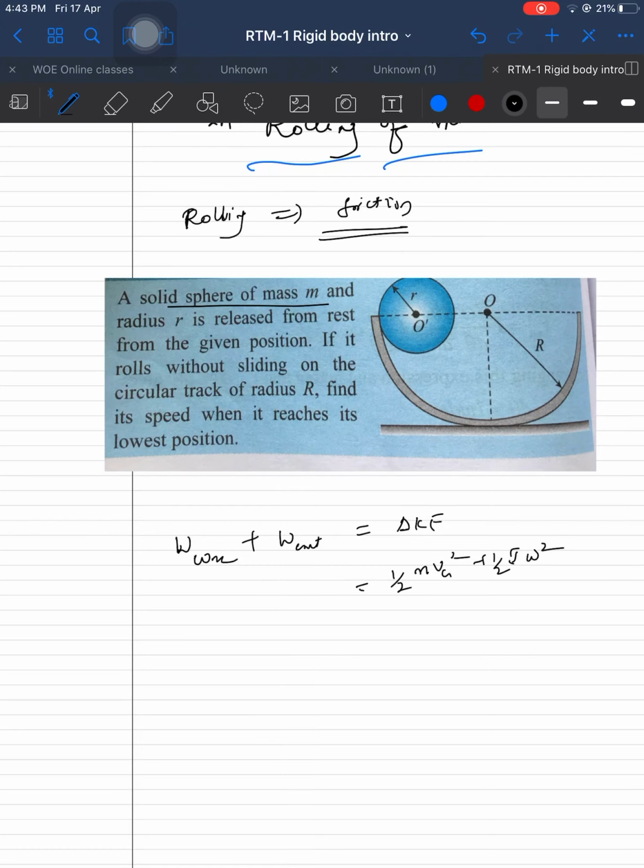Let's see this example. A solid sphere of mass m and radius r is released from rest. So initial velocity is equal to 0, initial angular velocity is also equal to 0, and it is rolling without sliding on a circular track of radius r. Find the speed when it reaches its lowest position. Simple. Let's apply this theorem. Work done by conservative force, work done by gravity. How much distance has it traveled? mg into, so better to draw a free body diagram.